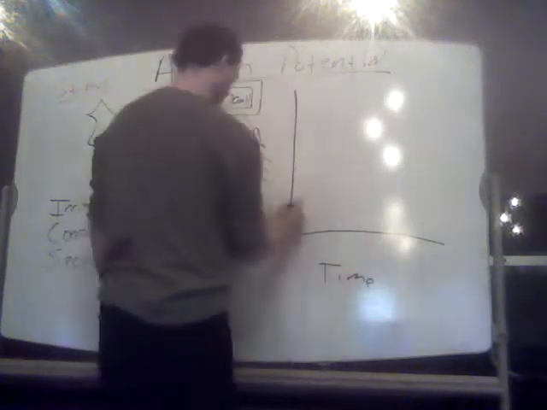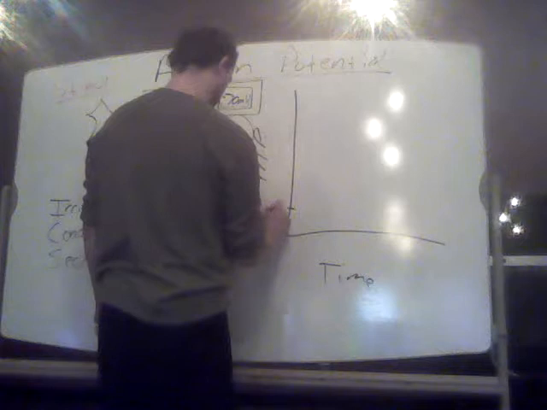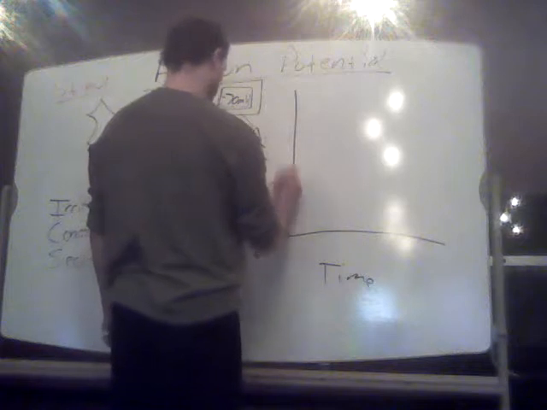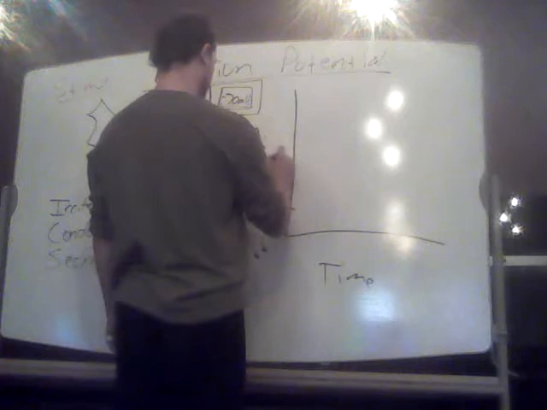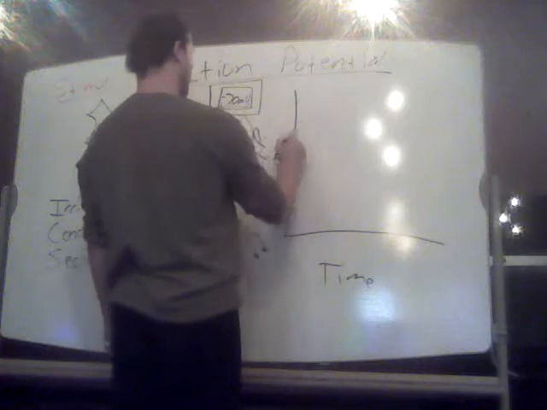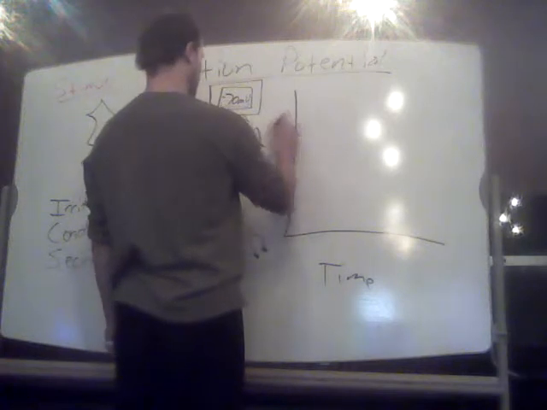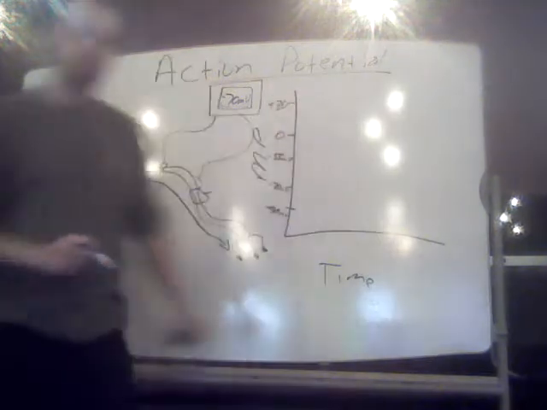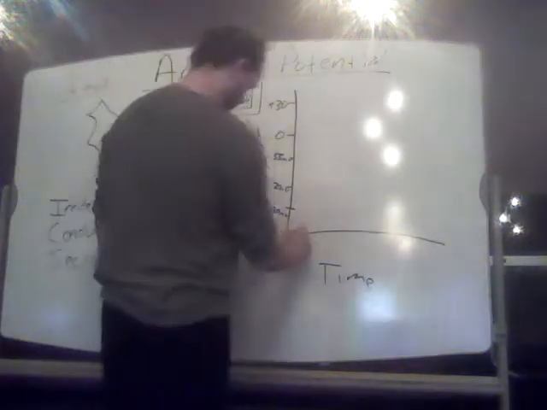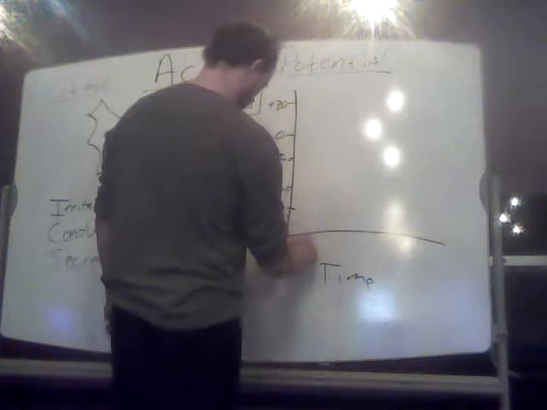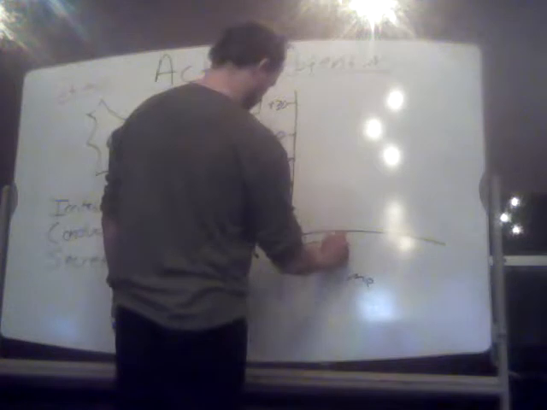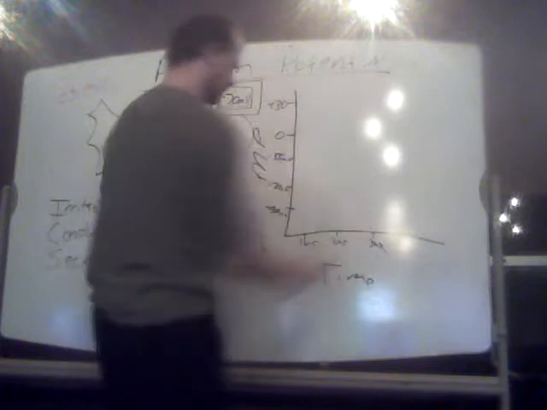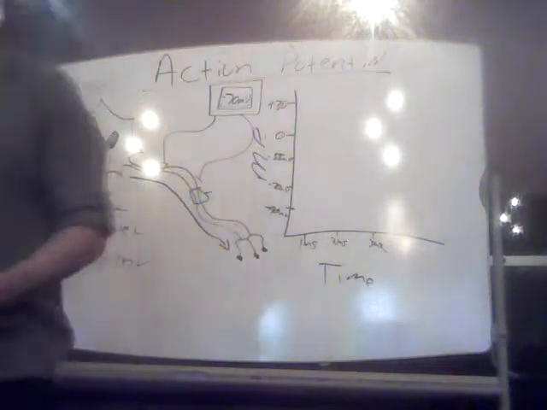Okay, and I'm going to put negative 90 millivolts, negative 70 millivolts, negative 55 millivolts, and then we'll put 0, and then I'll just put plus 30. Okay. And then down here, we'll do this in milliseconds. We'll go 1 millisecond, 2 millisecond, 3 millisecond. Remember, none of this stuff is drawn to scale. This is for the sake of discussion.